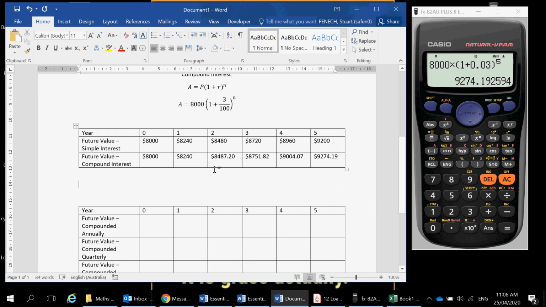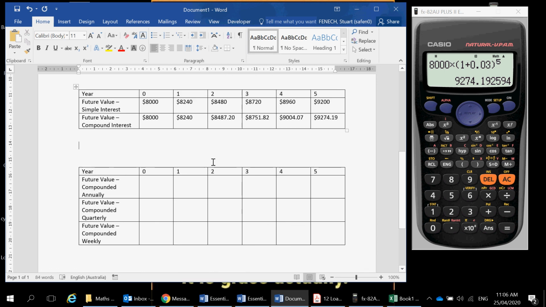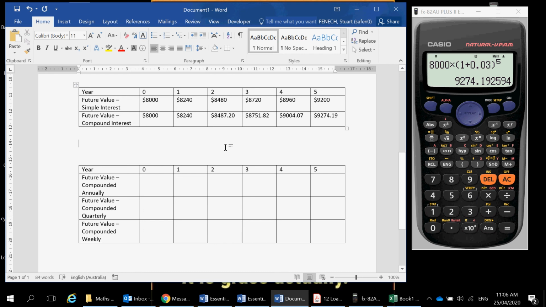So in this one, interest was compounding every year. We call it annually, but interest isn't necessarily compounding annually. It can be anything. It can be twice a year, which we call biannually. It can be quarterly, so 4 times a year. It can be monthly, so 12 times a year. It can be fortnightly, which is 26 times a year. It can be weekly, which is 52 times a year. And it can be daily, which is 365 times a year.